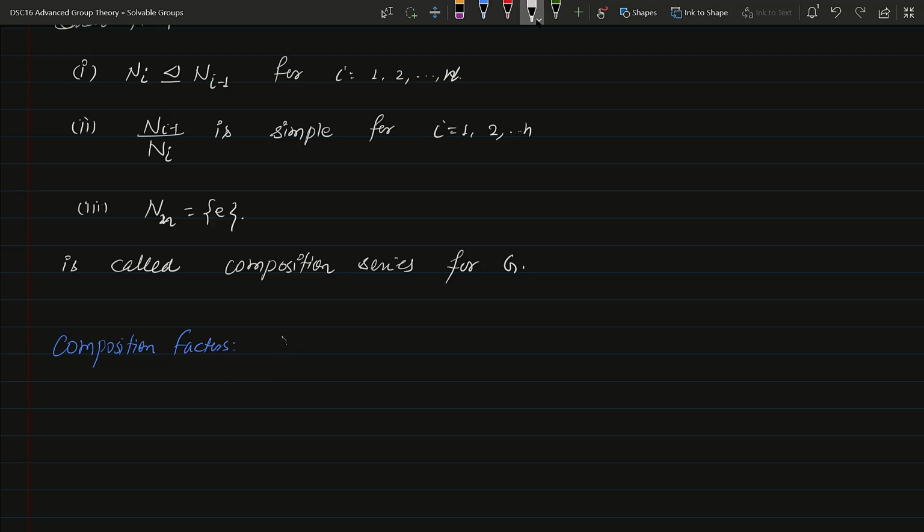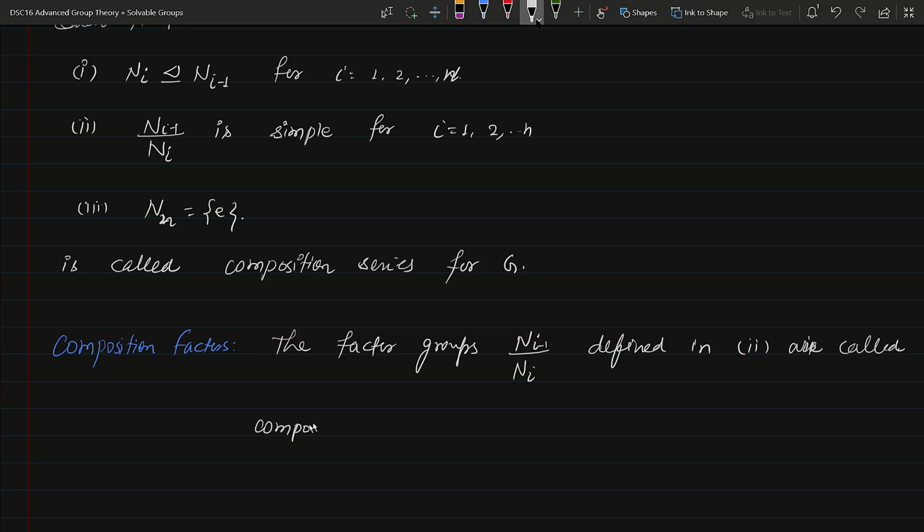The factor groups N_{i-1} over N_i defined in the series are called composition factors determined by the series.